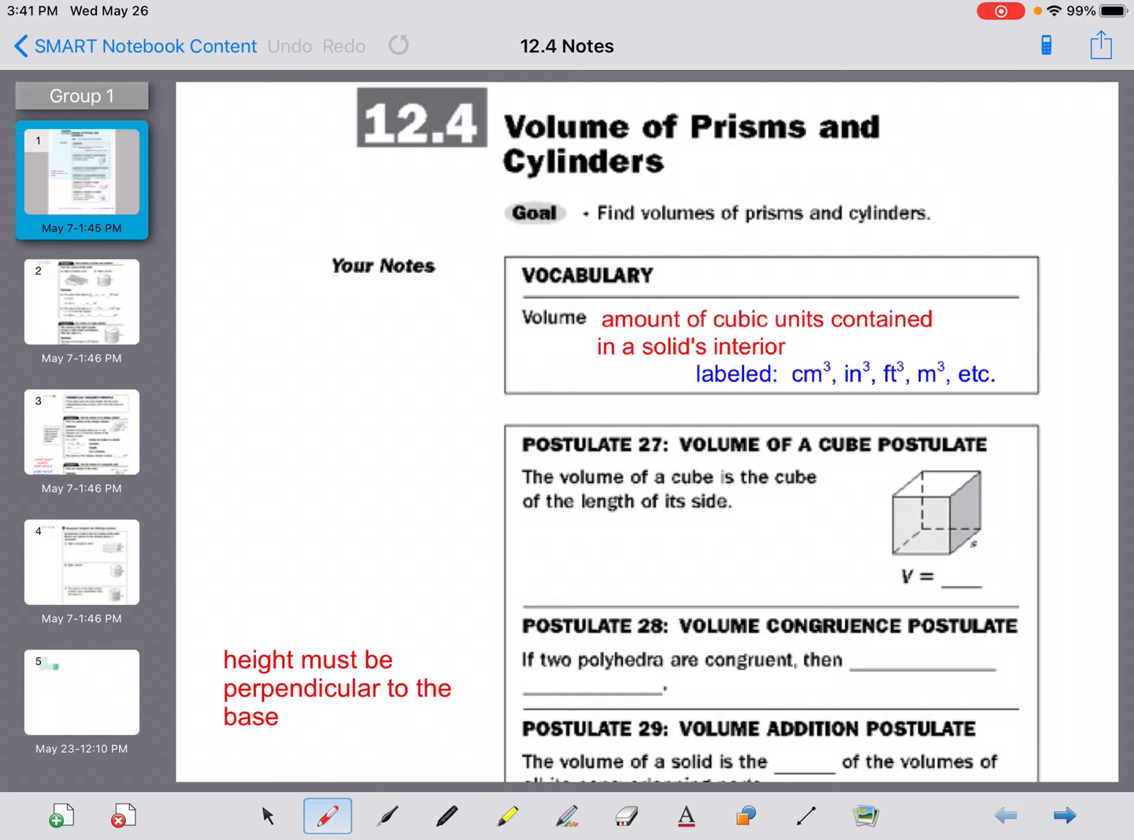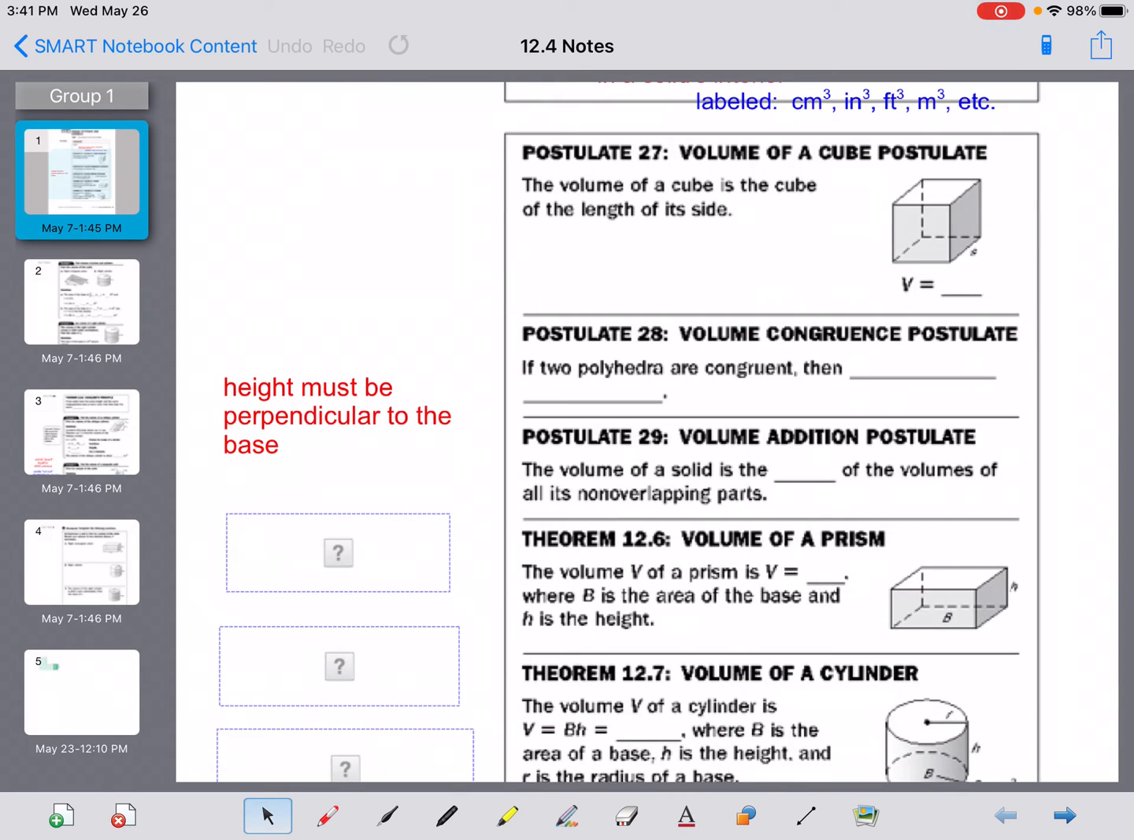All right, so a lot of formulas. You want your green formula sheet out so we can fill some of these in. These are all new to us as far as we haven't done any volume equations so far.